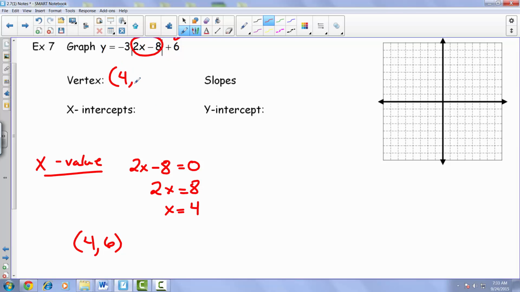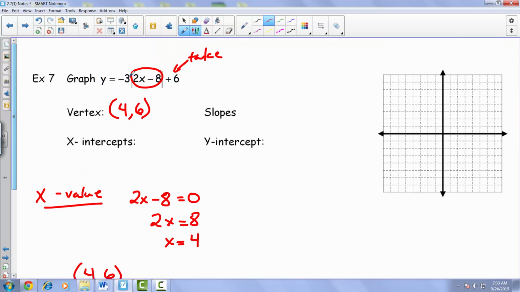So 4, 6. For the slopes, all we're going to do is multiply this -3 on the outside of our absolute value times our b right in front of our x variable. So we end up then with -3 times 2 is -6. And then we just have to take the opposite of that. So we get +6. Because again, the V forms two different slopes at two different spots. So for example, there's your positive slope, there's your negative slope.